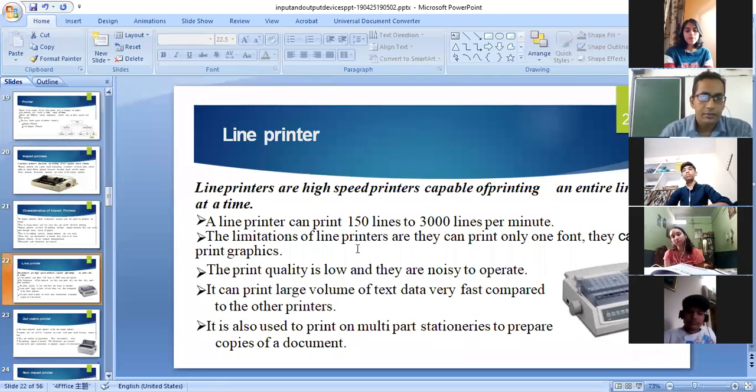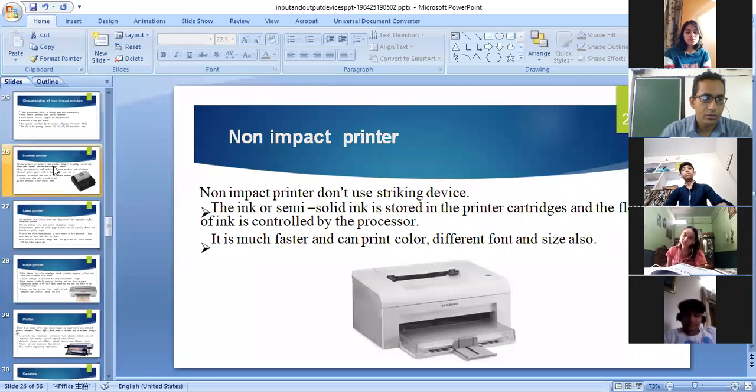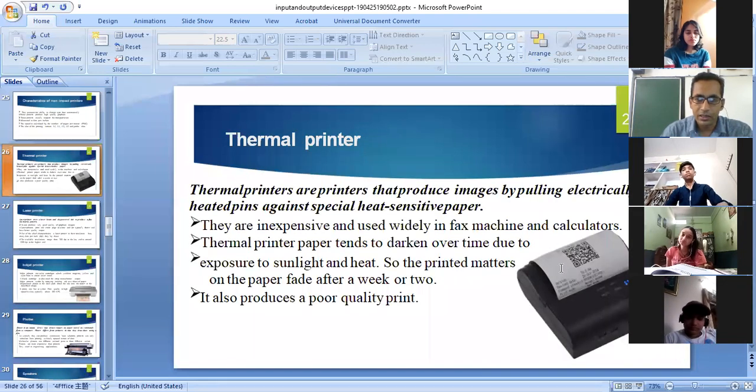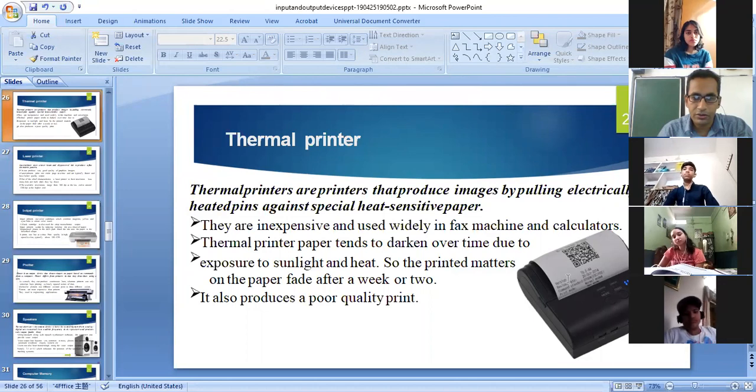Let us see line printers. These are line printers, not much important. We'll move ahead. Dot matrix printer I have already told you. These are thermal printers. You might have seen them at various petrol pumps and ATM machines, which use these thermal printers to print the bills. You might have seen them at various grocery stores.